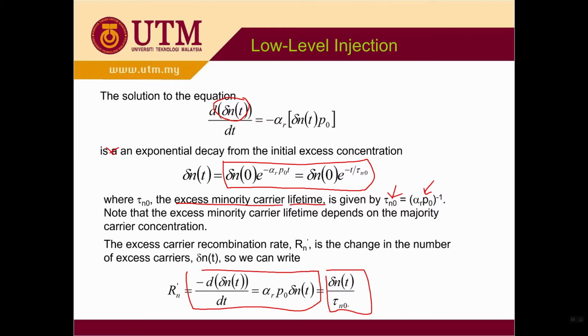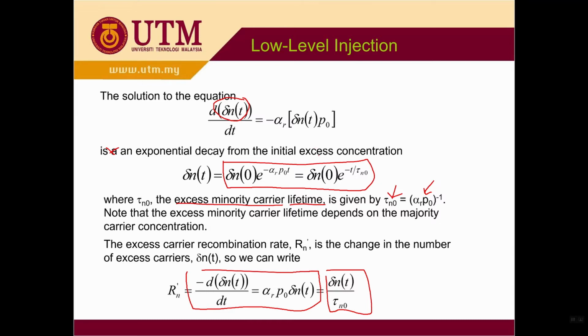So delta n is the excess minority carrier concentration. This one is the excess minority carrier lifetime, and this is the excess carrier recombination rate. You get this equation. A bit complicated, I know, this chapter here.